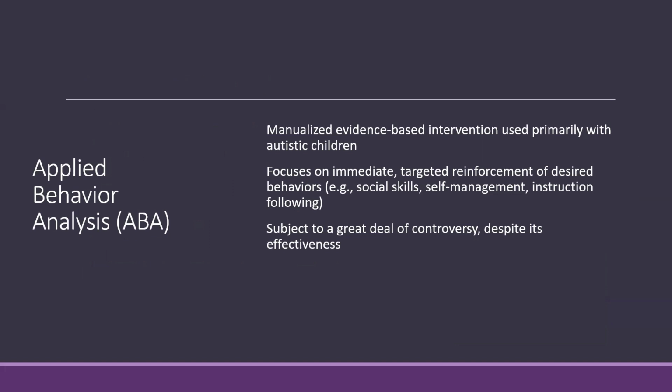And so these strategies that we've discussed within operant conditioning so far are often used in applied behavioral analysis, or ABA. This is a manualized evidence-based intervention that's used primarily with autistic children. And it really focuses on immediately targeting reinforcements of desired behaviors. So it uses a lot of that shaping principle. So any movement towards a desired behavior will be reinforced with rewards. So this could help shape social skills, self-management, encourage instruction following. And so we know it's evidence-based because these principles really work.